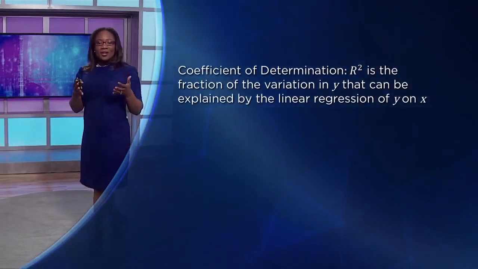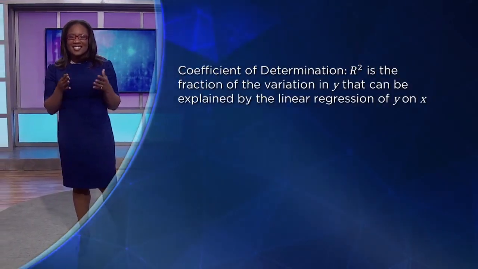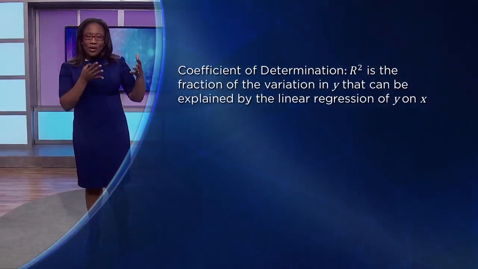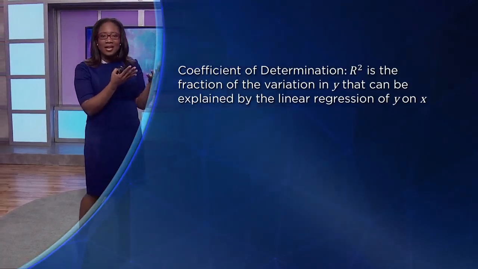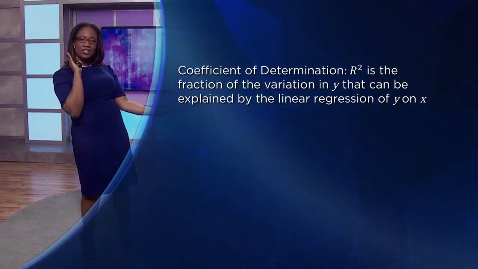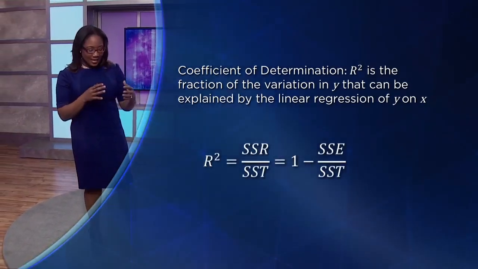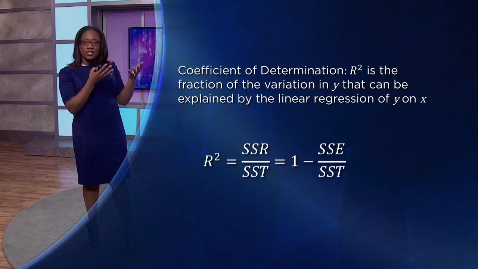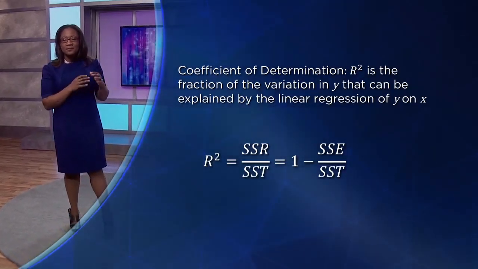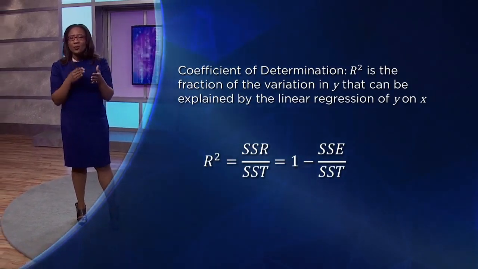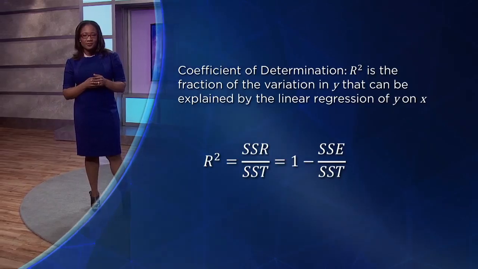Now, we use what we call the coefficient of determination. This is r squared. And this is going to give us a measure of what fraction of the variation in y can really be explained by this linear regression on x. Here's how we define r squared. It's equal to our sum of squared regression divided by the sum of squares total. Okay? You could also write that as 1 minus the sum of squares error over the sum of squares total.